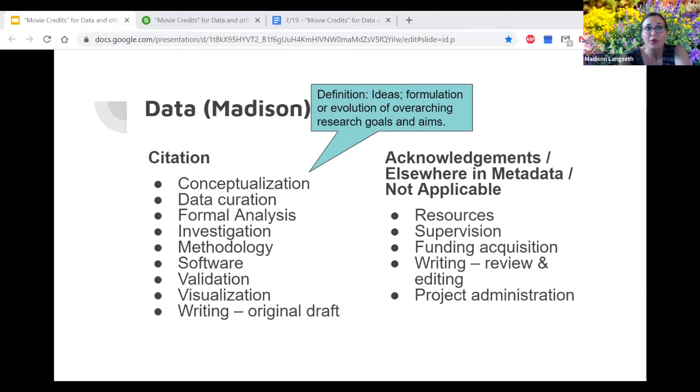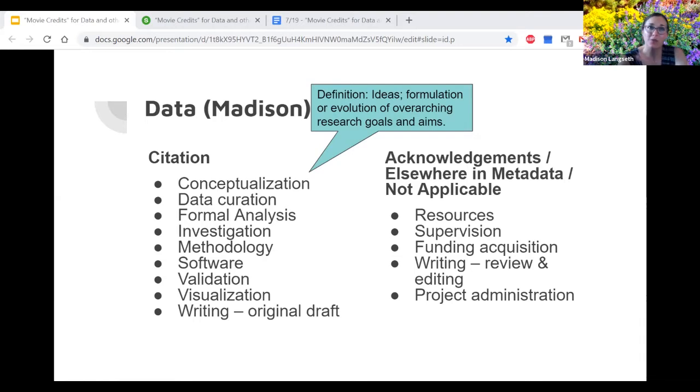Now, while we were able to form these general categories for almost every role, we had folks say, well, it depends, which is very true. It depends on whether you read the credit definition literally or try to translate it for a data specific context. It depends on whether that role exists for the project in question, how much effort was required for the role, and how that role impacted the data set in question.